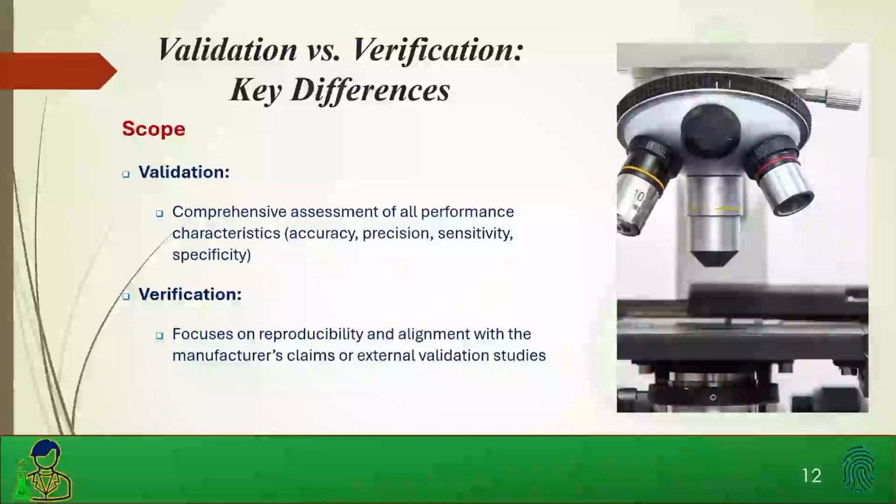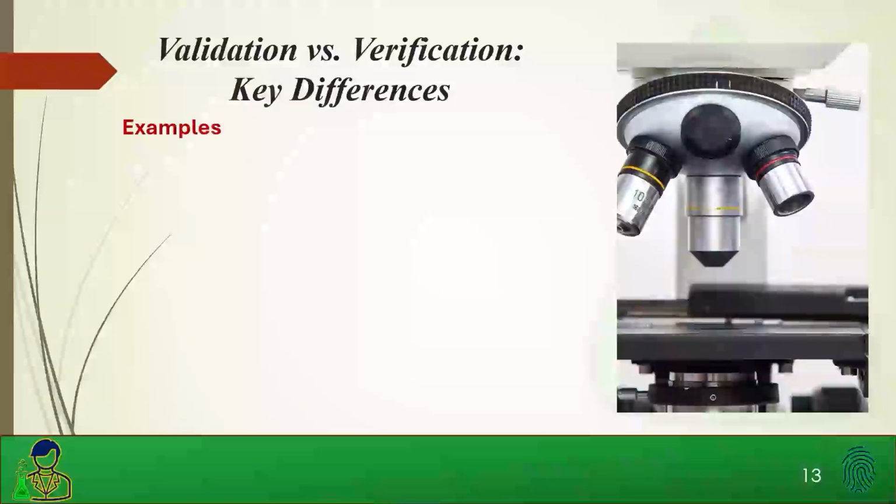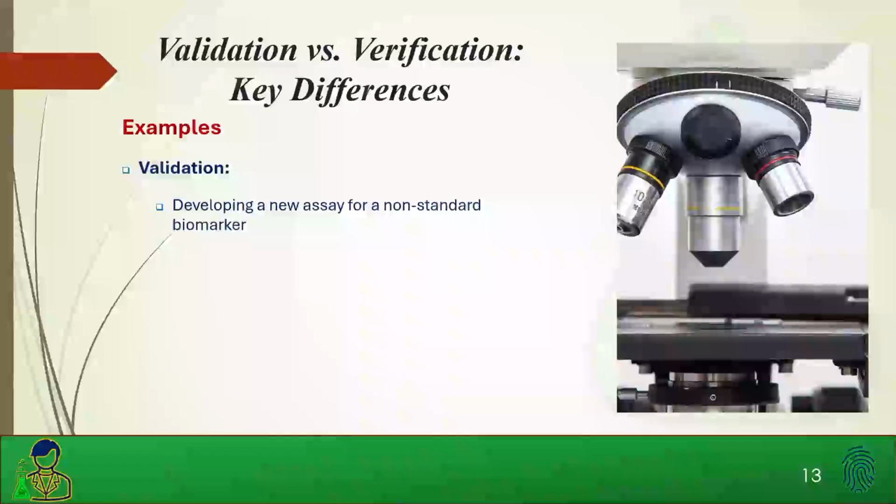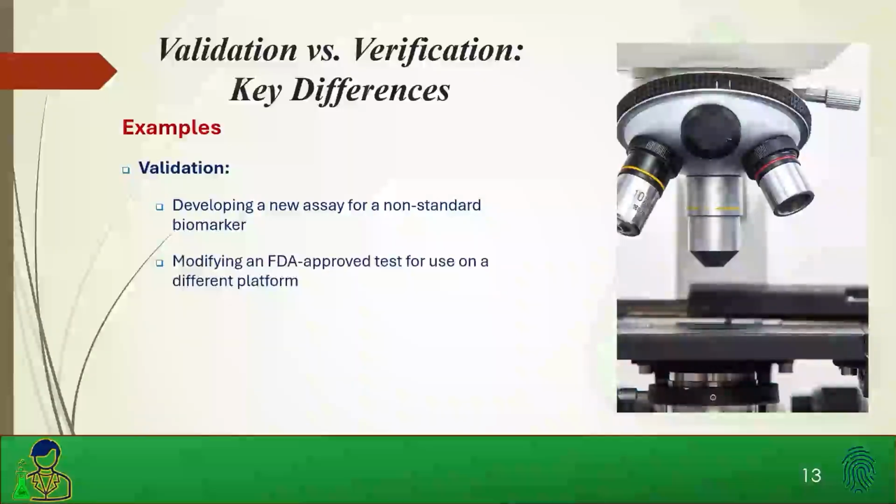These FDA approved kits are more expensive because they did the heavy lifting, so they pass on that expense to the user, as always. So some examples. I think I just gave away all the examples. When relevant, a new assay for a non-standard biomarker. Or if you're modifying an FDA approved test for one used on a different platform. So some examples, developing a new assay for a non-standard biomarker.